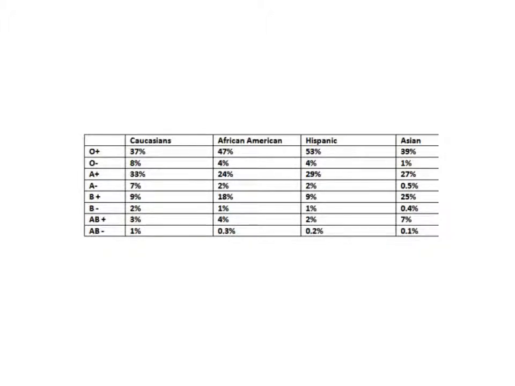Okay. Alright, I just put that out there because it's interesting. If you're Hispanic, there's a good chance, in the United States, that you're going to be O positive. I mean, more than 50% chance.